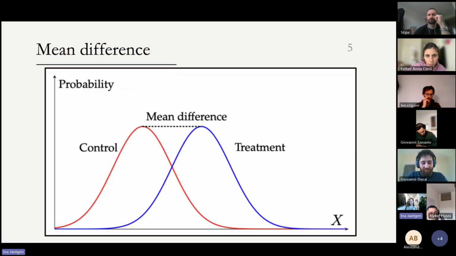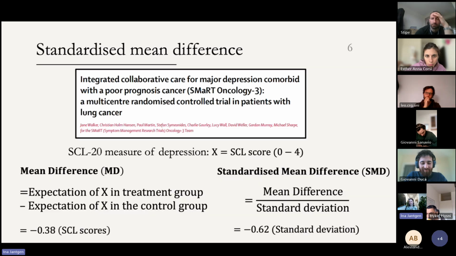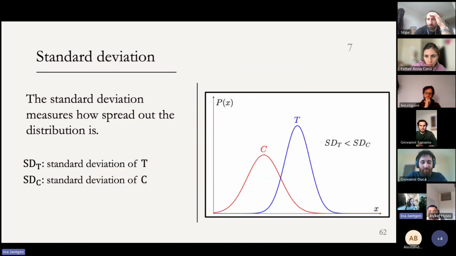Here's an illustration of the mean difference. It's the difference between the means, which is the peak of these distributions. Now, the mean difference is one widely used effect size measure, but another widely used effect size measure is the so-called standardized mean difference, and that's defined as the mean difference divided by the standard deviation in the population of interest. So just a brief reminder, the standard deviation, roughly put, measures how spread out the distribution is.